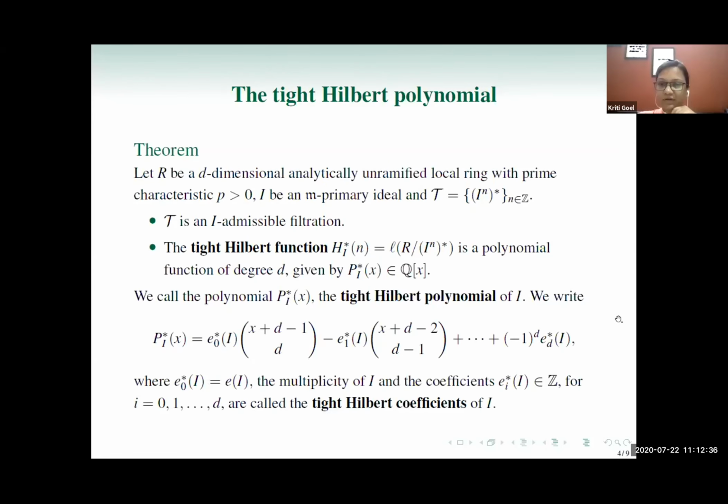And if the expression of the tight Hilbert polynomial is written in this particular form as a linear combination of binomials, then the leading coefficient is called the multiplicity of the ideal. And of course, all the other coefficients are called the tight Hilbert coefficients of the ideal I. The coefficient we'll be interested in looking at is e_1 star of I, which I'll explain later.